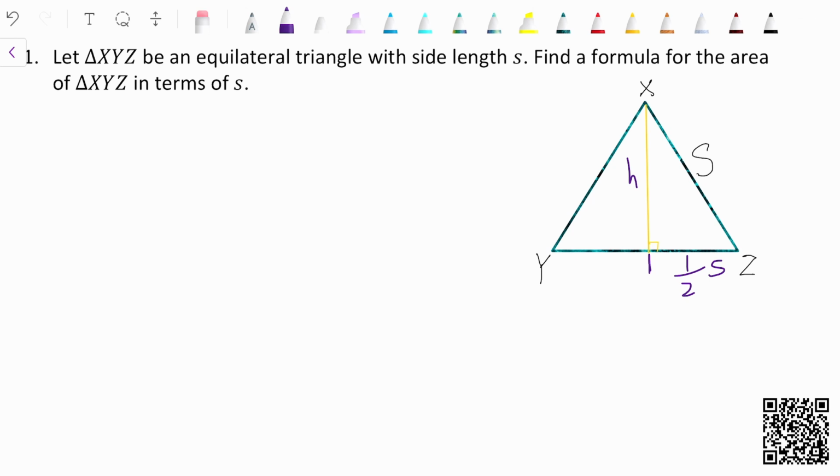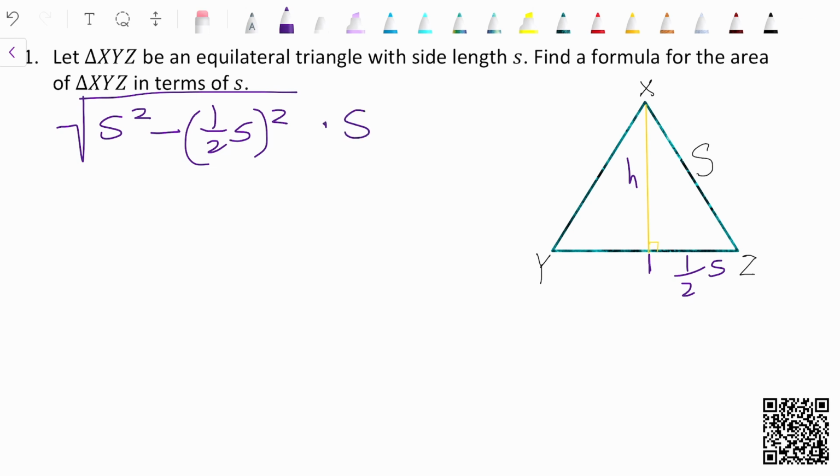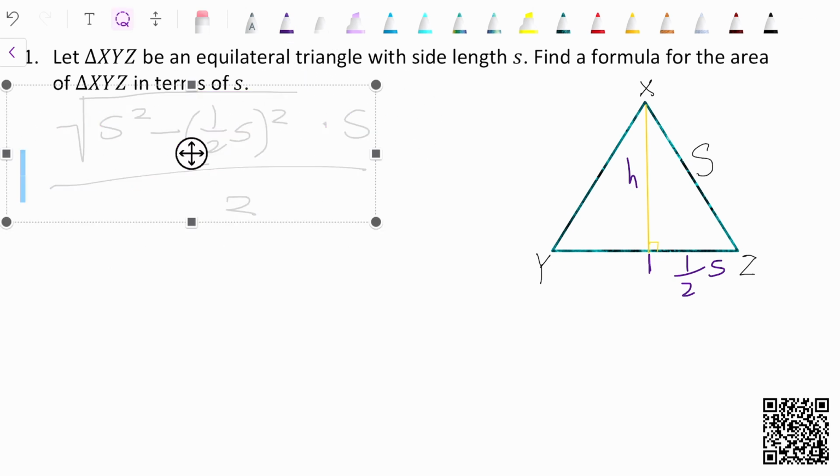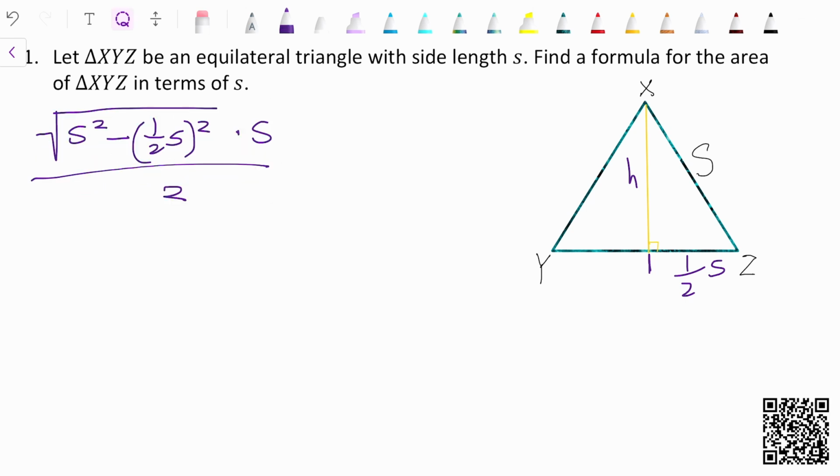So, this is the square root of s squared minus (1/2 of s) squared, and we have to add this little square root because it is s squared minus (1/2 of s) squared, and not the square root of each part separately. That's how the Pythagorean theorem works. And then we have to multiply by s again for the area, divide by 2 as well, also for the area. I'm going to make this a tiny bit smaller. And so this is the raw formula that we have right now. And we can continue down the path of solving this.